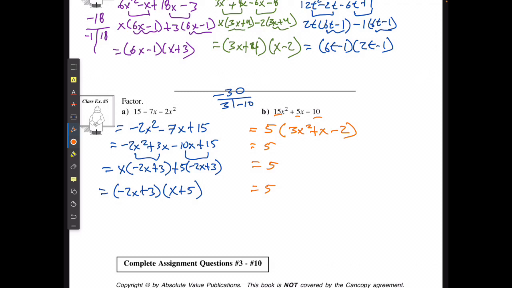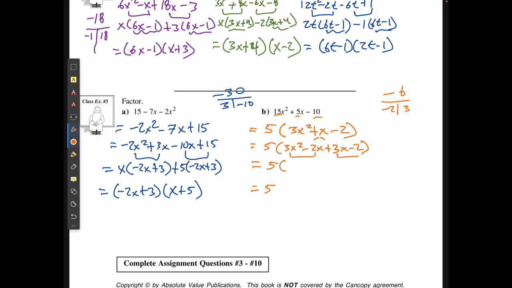And then I'm going to take the 3 times negative 2, gives me negative 6. I need two factors of negative 6 that add up to positive 1. And my two factors are going to be negative 2 and positive 3. I'm going to split up that middle term and say I have 3x squared minus 2x plus 3x minus 2.